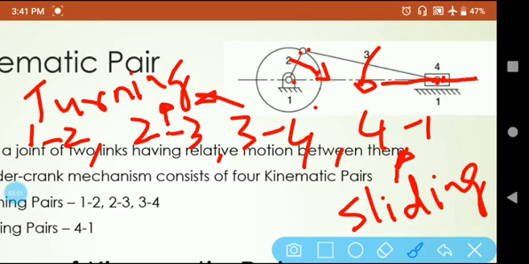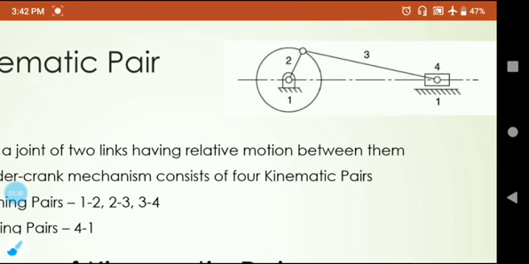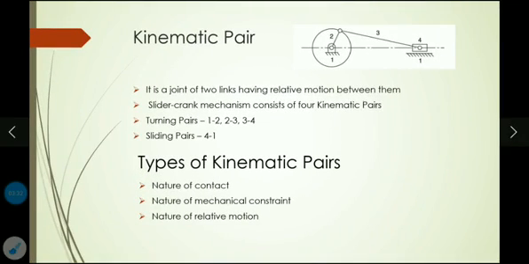So according to the type of relative motion that constitutes the pair, we have two types of pairs in the case of a slider crank mechanism, that is turning pair and sliding pair. Turning pairs are pairs 1 2, 2 3, 3 4, and the sliding pair is 4 1. So when you get a mechanism and are asked to identify the pairs, you must be able to identify what type of pair it is.